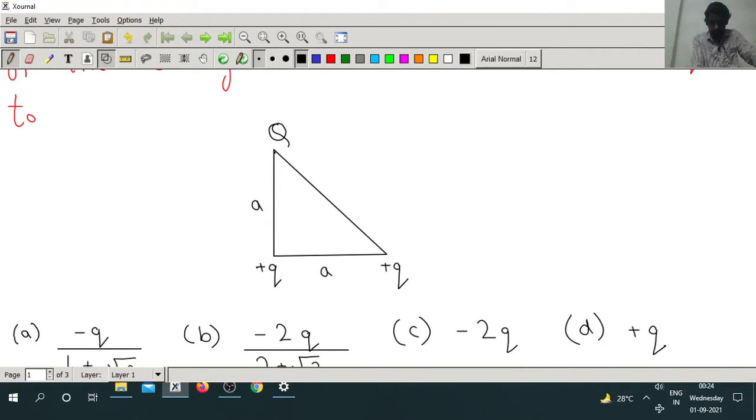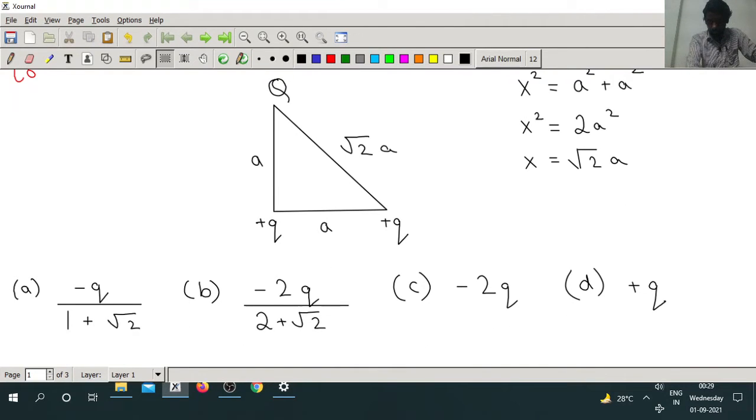Now what will be the distance between capital Q and small q? Here you can see in the figure that x square is equal to a square plus a square, and therefore x square is equal to 2a square. x will be equal to under root 2a. That means the distance between this capital Q and small q will be under root 2a. Now what is the net electrostatic potential energy of this system? Now let us solve this problem.